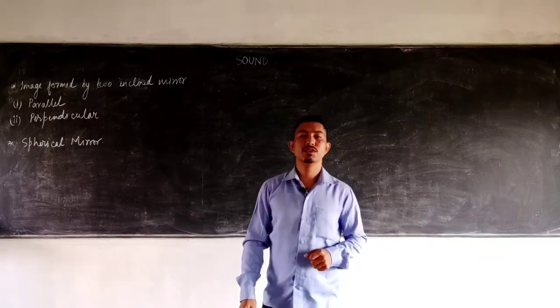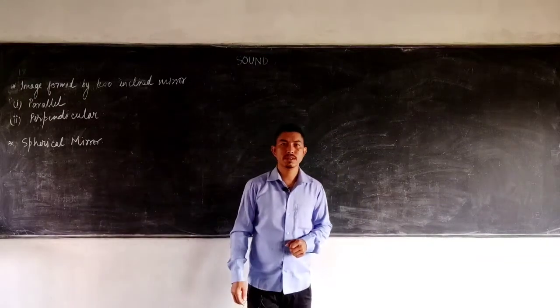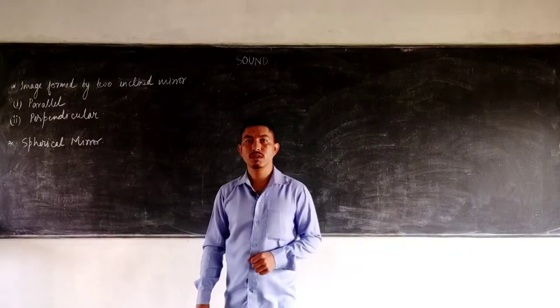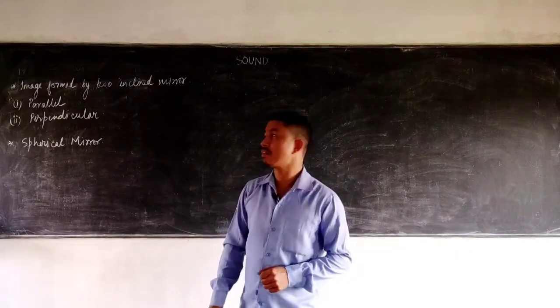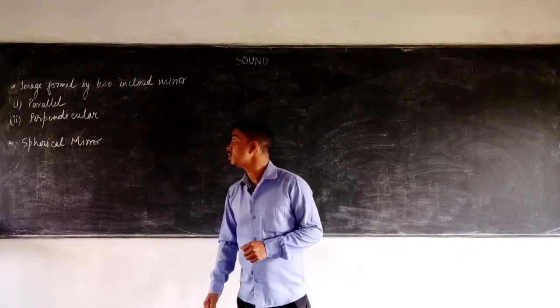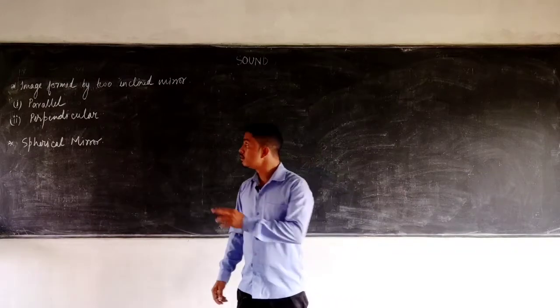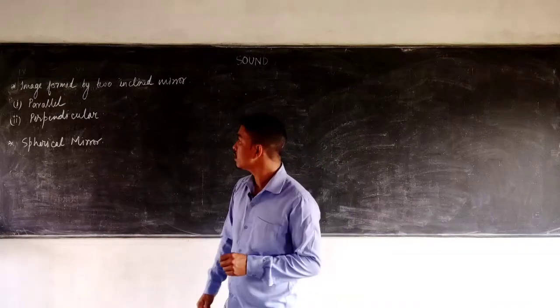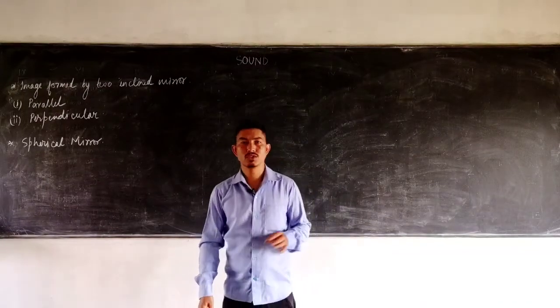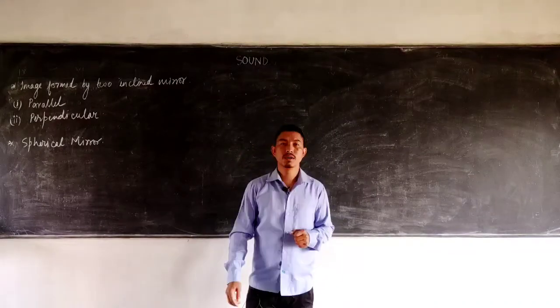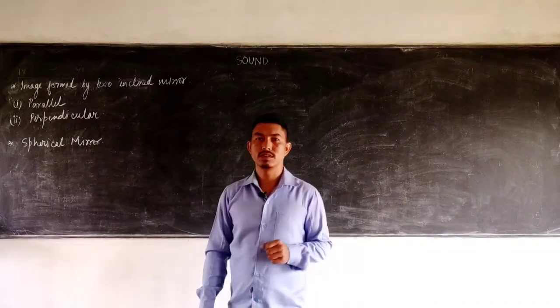So today in this video we'll be discussing the 7th chapter of your physics textbook, that is the reflection of light. In this chapter we'll be learning about the image formed by two inclined mirrors and then the spherical mirror. In the reduced syllabus we have only these two topics.